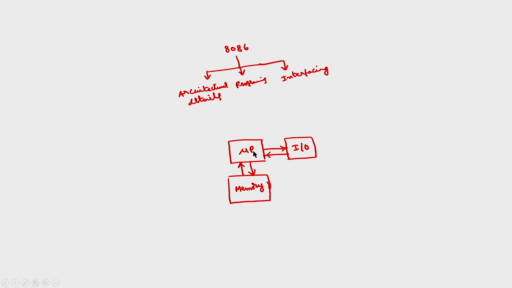Without this memory and I/O interfacing, the microprocessor will not perform any operation. Okay. So, the microprocessor has to be connected to the memory as well as I/O. How to connect memory to the microprocessor, how to connect I/Os to the microprocessor, this is what is called interfacing. First, I will discuss the memory interfacing.